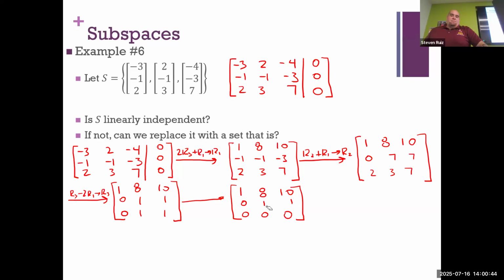So we know the answer is no. But the other question is, can we replace it with a set that is? So to do that, let's keep reducing. So let's be clear, what did I do to get there? Oh, I did row 2 minus row 3, back to row 3. So let's do full Gauss-Jordan elimination. What's the next thing I should do?